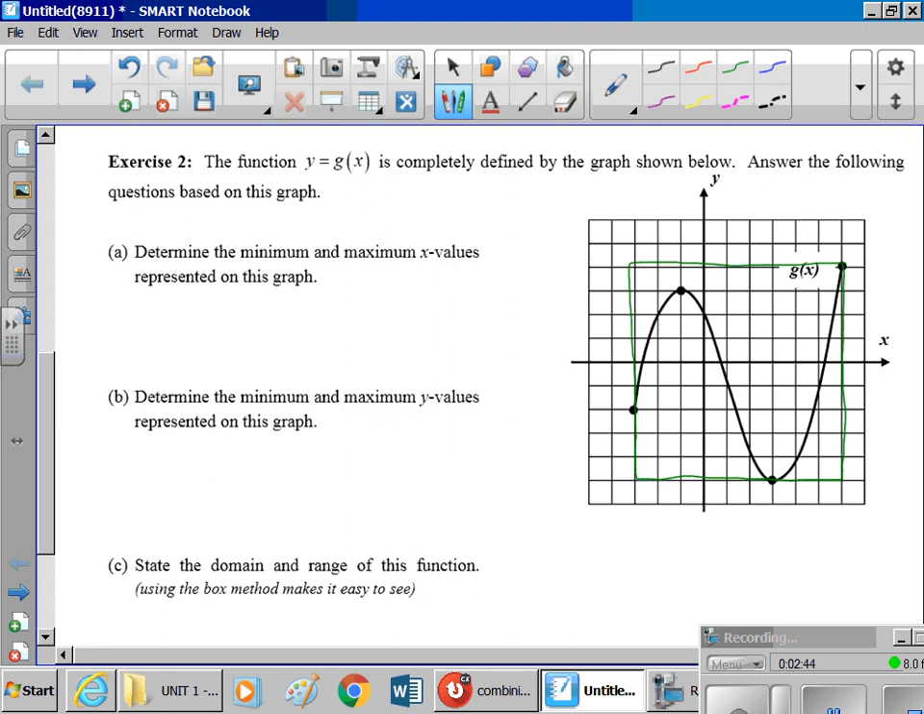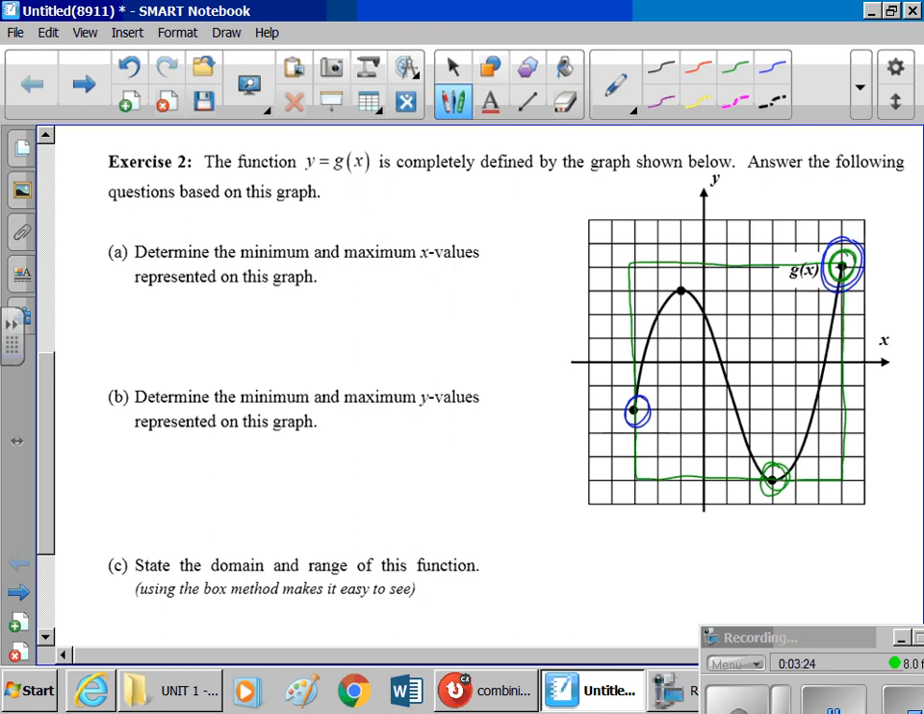As we can see, we started with the topmost point, and that became our upper line. The bottommost point became the lower line for our range, and the same thing goes for our domain, left and right. The leftmost point will be our left-hand line, and the rightmost point will be the right-hand line, and they don't necessarily always have to be the same. Determine the minimum and maximum x values represented on this graph. We're going to write this in 2 different ways. Oh no, I'm sorry, I'm getting ahead of myself. That's down at C. Just maximums and minimums.